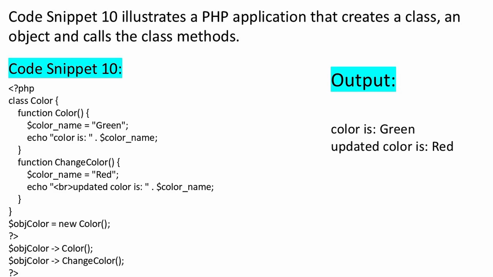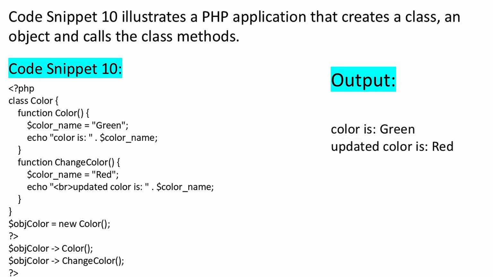The example in Code Snippet 10 defines a class named Color, which contains two functions, one for setting an initial color and another for changing it. Inside the class, the first function, color, sets the variable color name to green and displays it using the echo statement. This function acts like a constructor because it initializes the object with a starting value. When an object of the class is created, this function automatically runs and outputs the text Color is green.